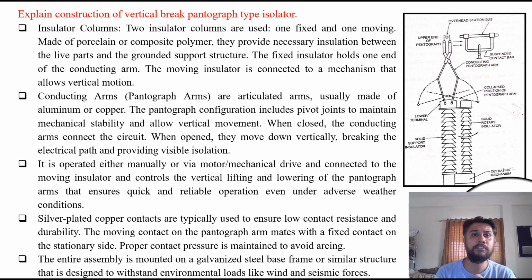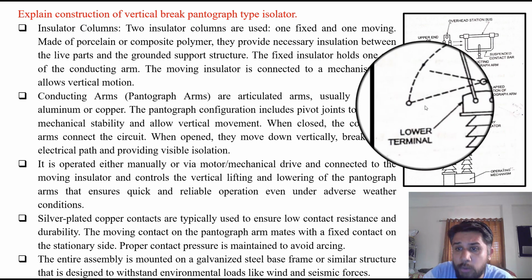Explain construction of vertical break pantograph type isolator. Insulated columns: two insulated columns are used. One is fixed and another is the moving one. It is made up of porcelain or composite polymer. They provide necessary insulation between the live parts and the grounded structure. The fixed insulator holds one end of the conducting arm. The moving insulator is connected to a mechanism that allows the vertical motion.